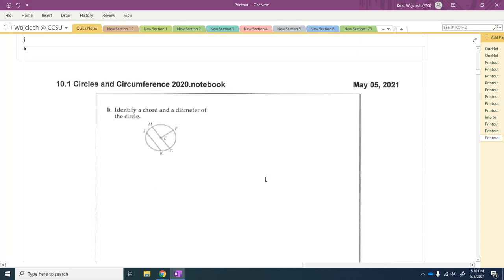Question B, identify a chord and a diameter. So chord would be segment JK over here, with a bar on top of it, segment. Diameter would be HG. Warning, when you name a diameter, do not use 3 letters. Okay, we're only using the endpoints. So do not say HEG. Okay, just say HG.